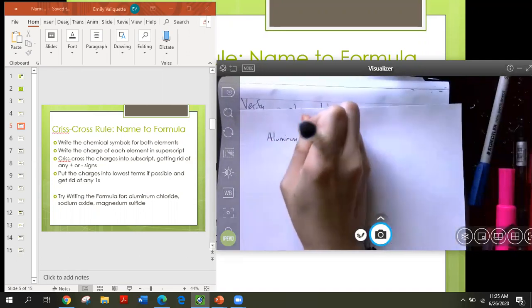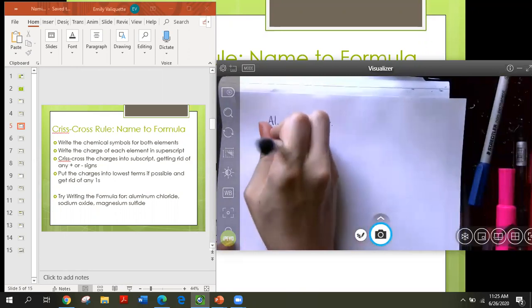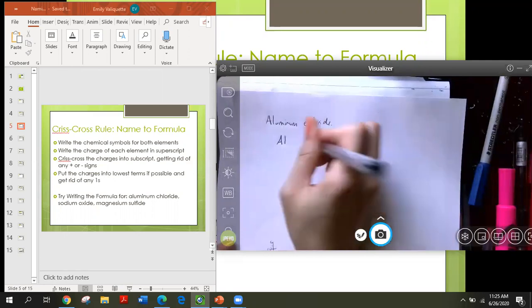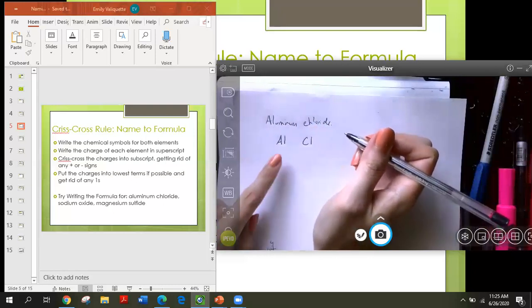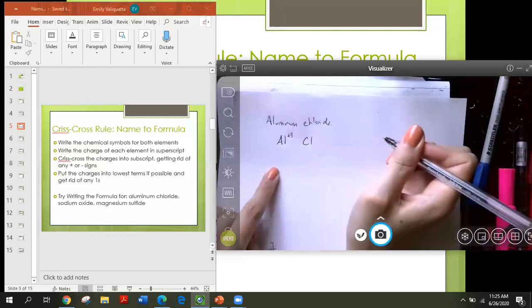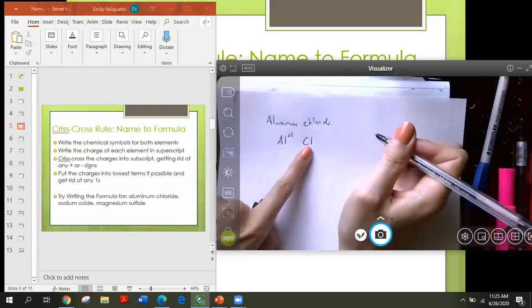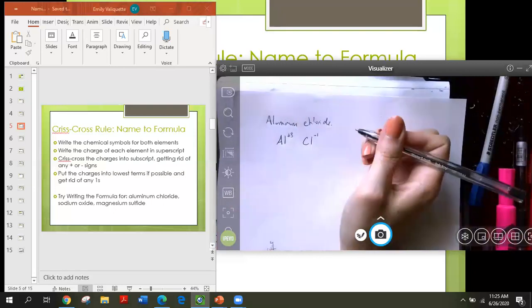Aluminum chloride. So we'll start by writing the formulas for each. So aluminum is Al, chlorine is Cl. Then we're going to write the charge of each. So aluminum ions always have a charge of +3 because they're in the 13th column. Chlorine ions, being in the 17th column, will always have a charge of -1.